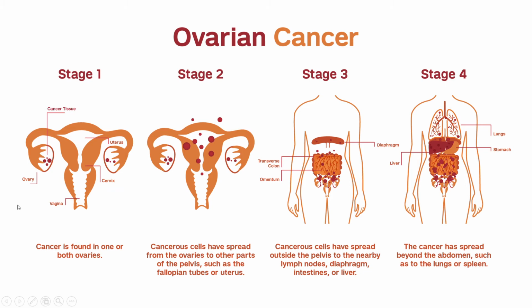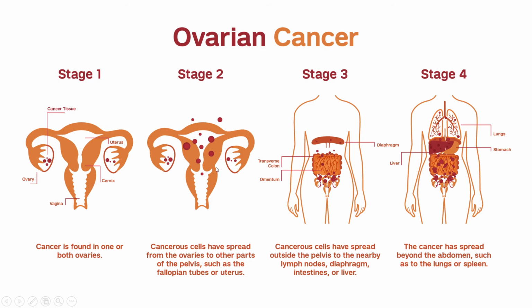This is stage 2. Here you can see the cancerous cells have spread from the ovaries to other parts of the pelvis, such as the fallopian tubes or the uterus. So in stage 1 the cancerous tissue is present here, but now in stage 2 it has spread to the fallopian tube and the uterus as well.